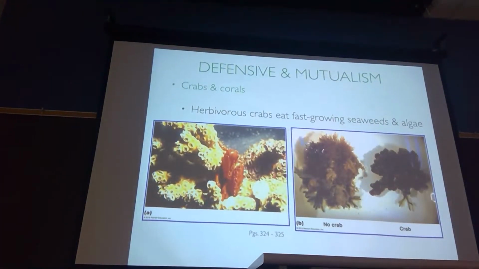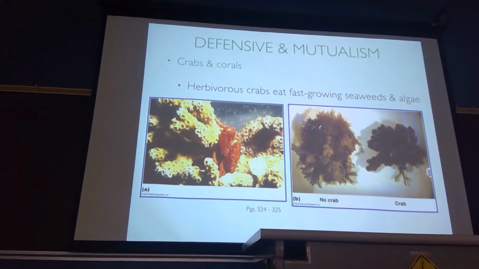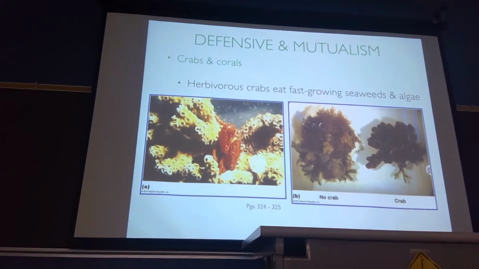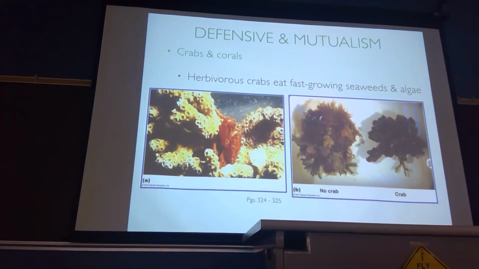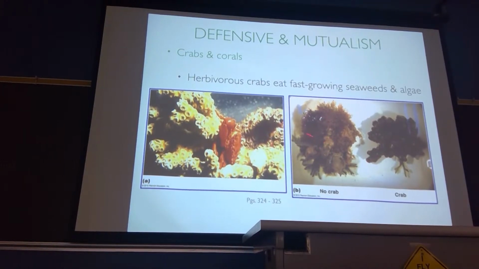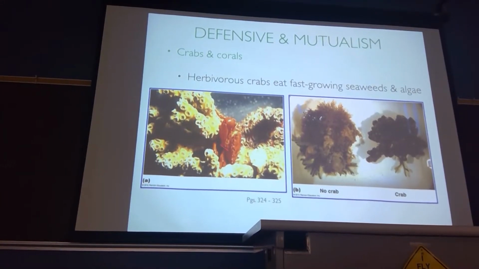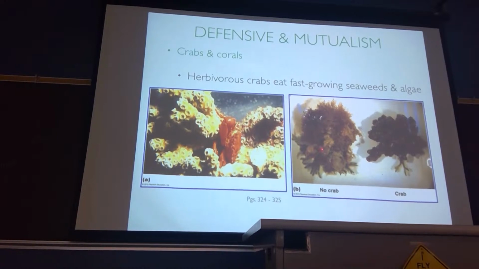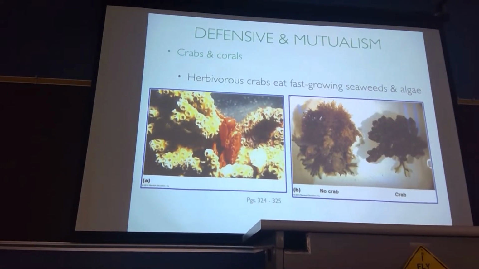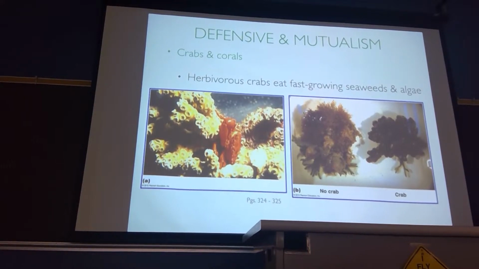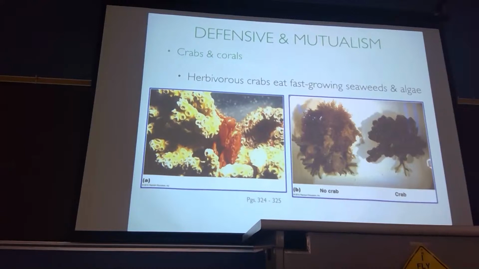All right. My last example of a defensive mutualism is this pretty interesting one between corals and crabs. And these are herbivorous crabs that eat these fast-growing algae and seaweeds. And so when the crabs are present, they will clean the coral head of these types of algae. And this allows the coral cnidarian then to stay clean and to be able to grow. But if the crab is not present, they'll get overgrown by the much faster growing algae and little tiny microkelps. And so in this experiment, they did something similar to what we saw in the last one, where they either had cleaning crabs on the corals or they took away the cleaner crabs and looked to see what happened.